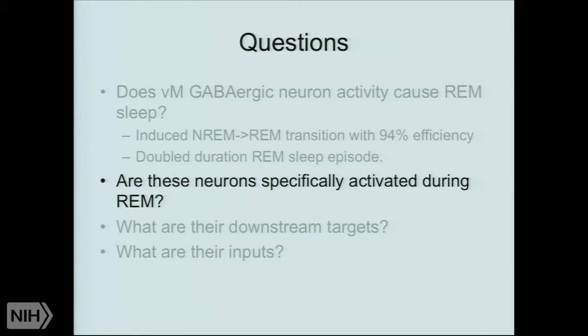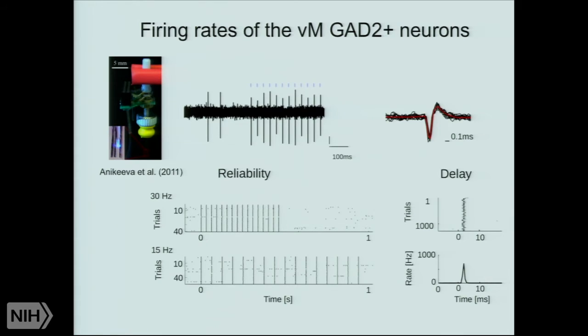So we also wanted to know really what's the firing pattern of these neurons when we're not driving them with laser. So of course, the problem here is that in this region, they're not only GABAergic neurons, they're also glutamatergic neurons. In fact, they promote wakefulness. And in addition, there are also serotonin neurons very close by, right? So how do we know that we're recording from a GABAergic neuron?